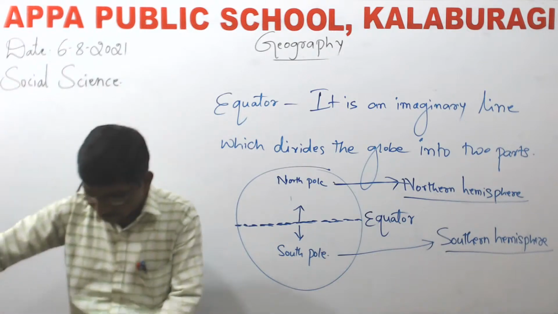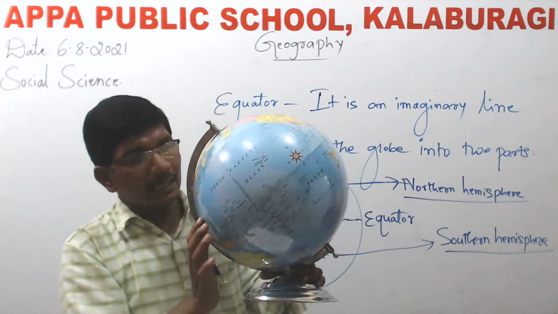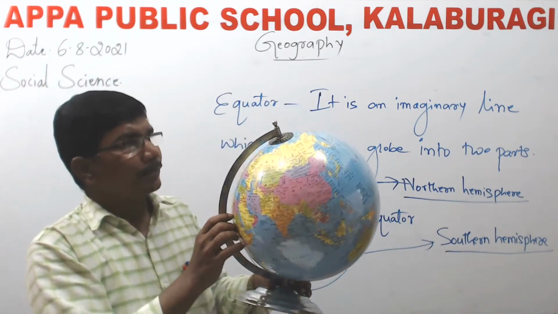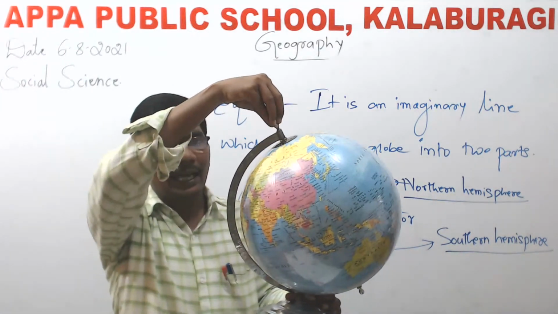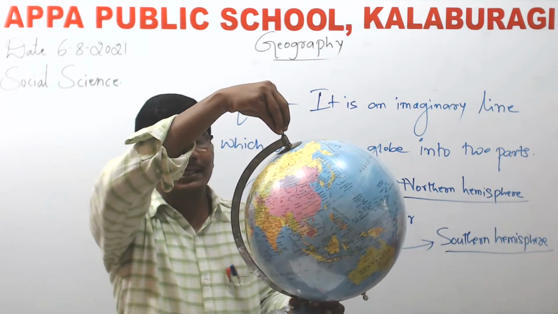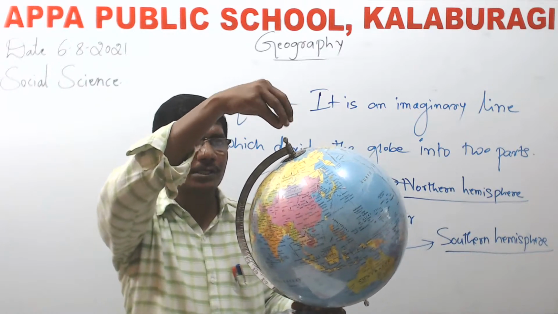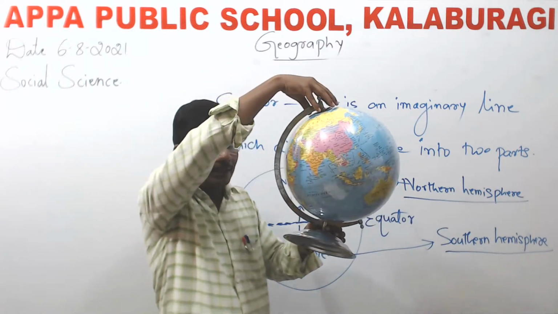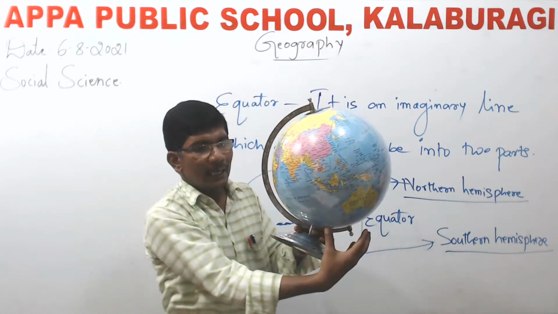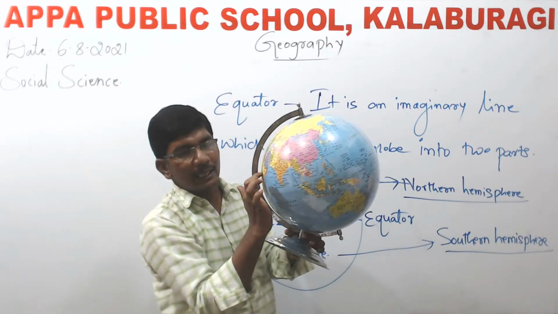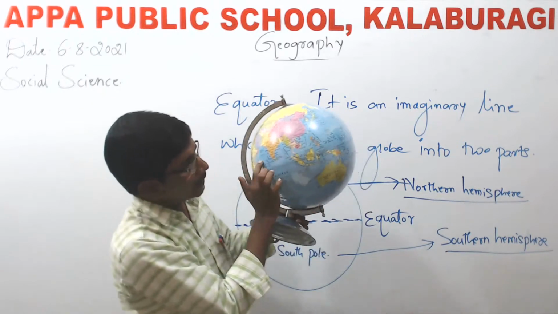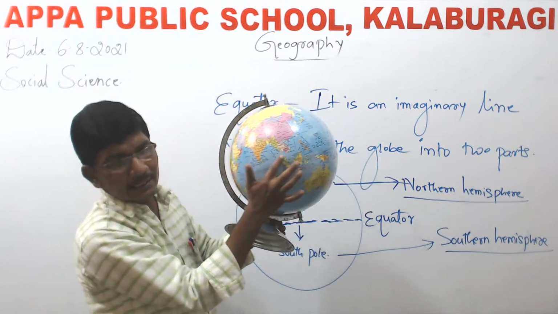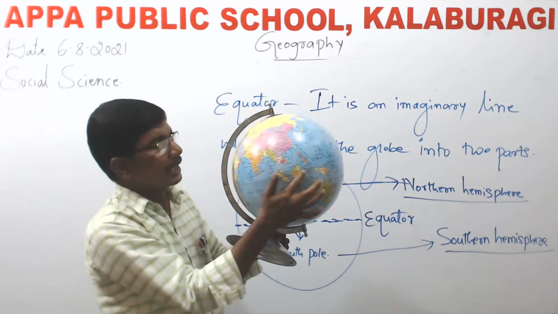I will show you that. See, children, this is a globe, and this is our axis which is passing through the two poles, North Pole and South Pole. Got it, children? This is called North Pole and this is called South Pole. The equator is here. The equator is exactly in the center. This is an imaginary line.